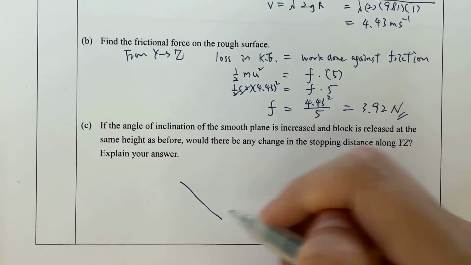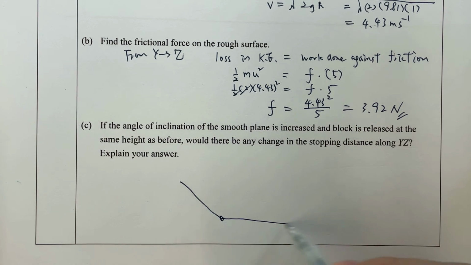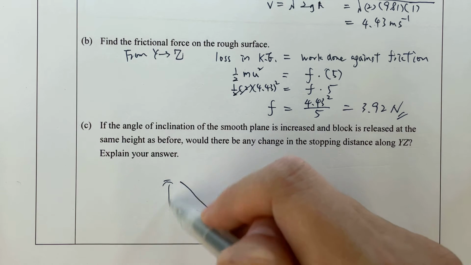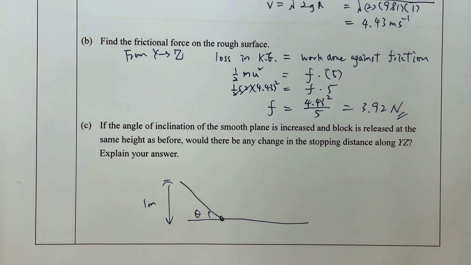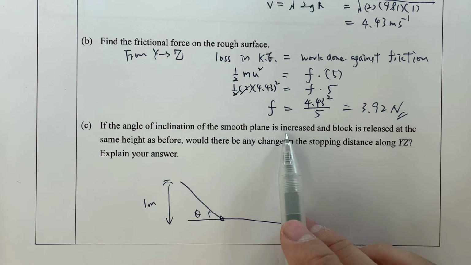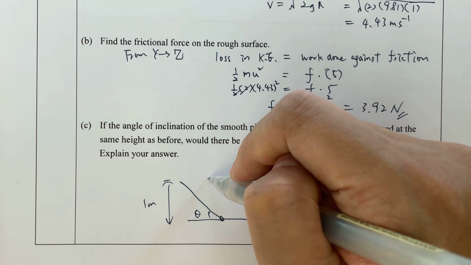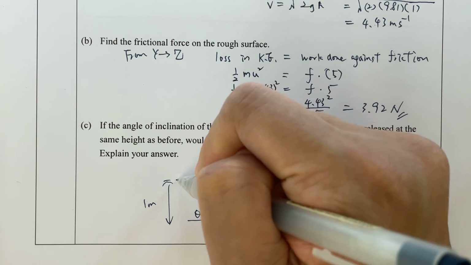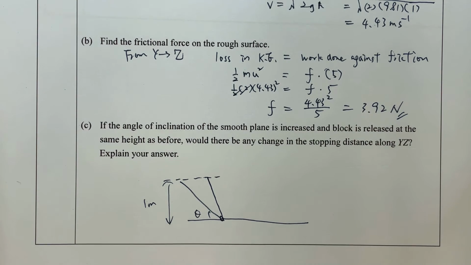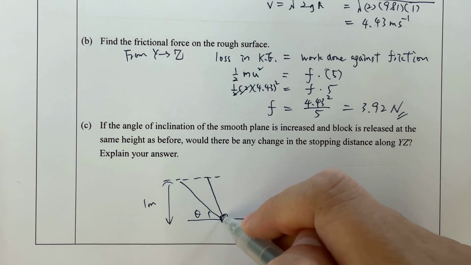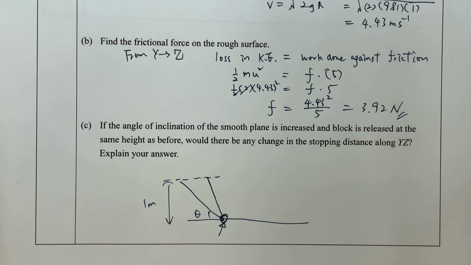Like if originally I have the inclination theta, but it has a height of 1 meter, right? What if I change the angle to a larger slope, but we keep the same height? What will happen to it? In fact, the speed at this point would still be the same, right?